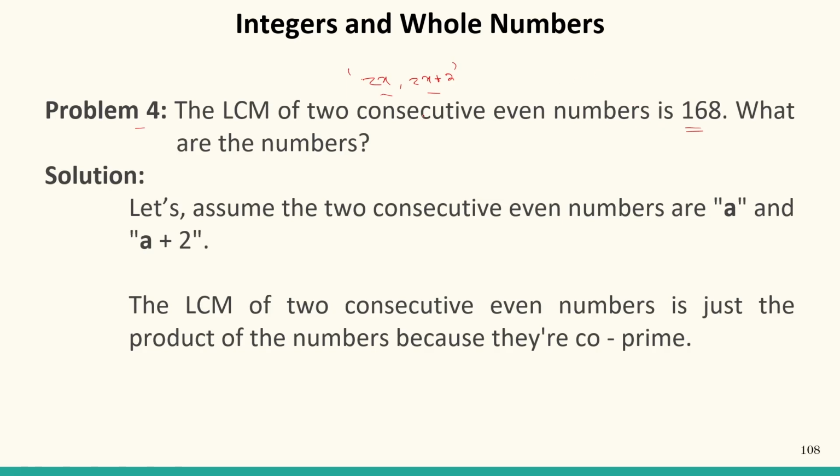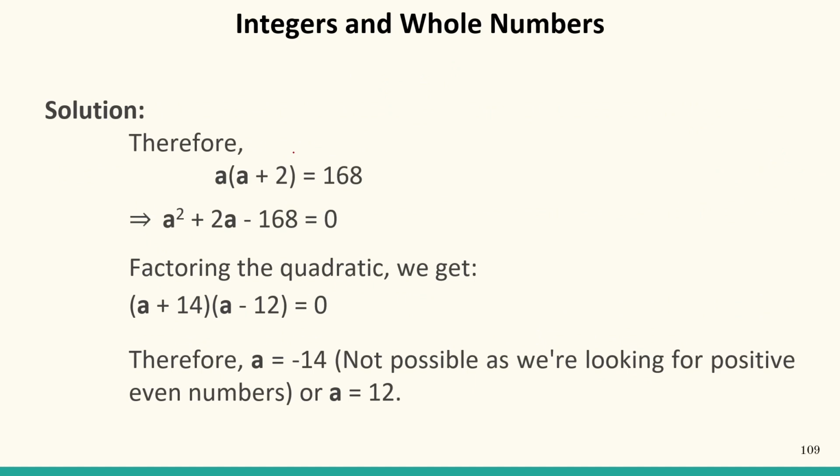So what we want to calculate is that the LCM of two consecutive even numbers is this much. If this is given to us, then we need to find the two numbers. Okay, so let's assume the two consecutive even numbers are a and a plus 2. We have assumed a to be even, and here also a is even. So the LCM of two consecutive even numbers is just the product of the numbers because they are co-prime. Therefore a into a plus 2 is equal to, this is given, so a square plus 2a minus 168 is equal to 0.